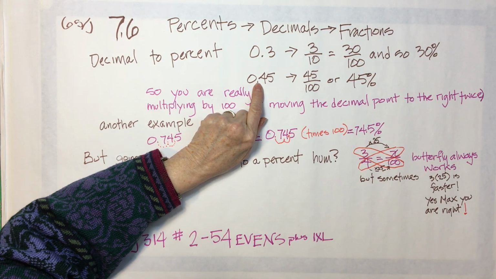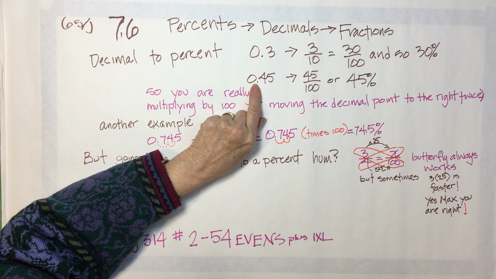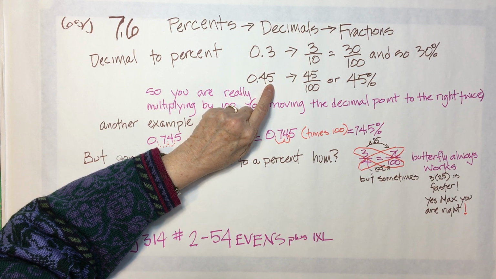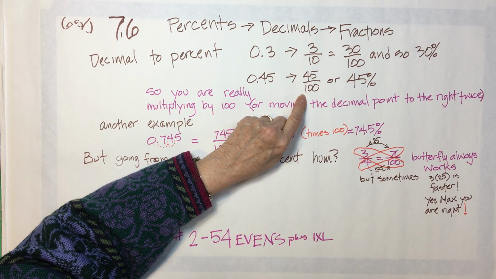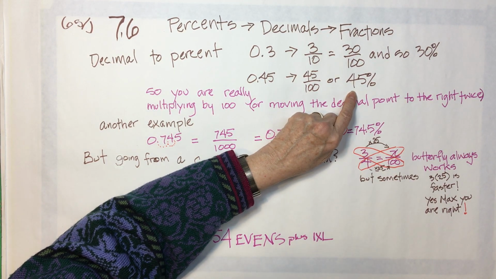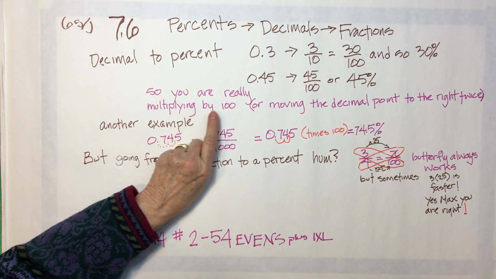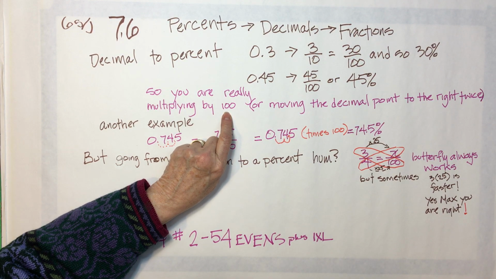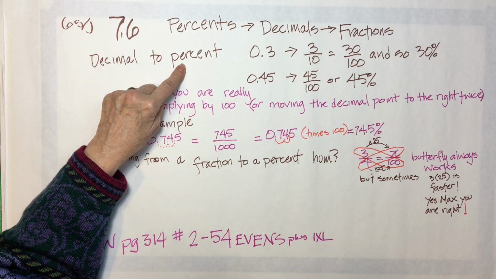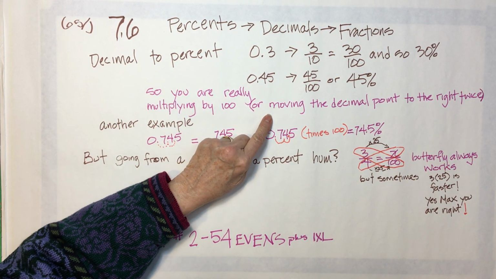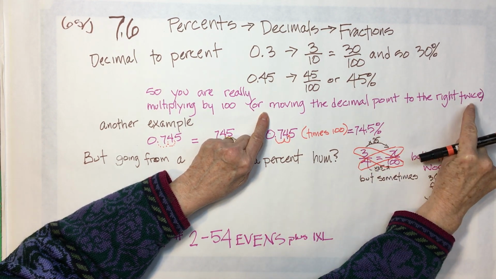Another example is 0.45, or 45 hundredths. We can write that as 45 hundredths, and it's already over 100, so boom, it's 45%. So you're really multiplying by 100 each time you're going from a decimal to a percent. Or, as some of you have pointed out, you're moving the decimal point to the right twice.